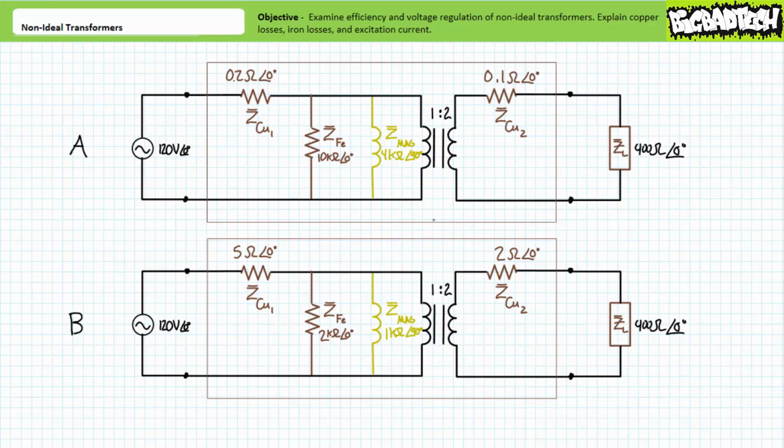The answer to this question is quite obviously Transformer A is better than Transformer B because of several easily identifiable properties. First, the windings of Transformer A have less internal resistance than Transformer B, meaning they will experience less of a voltage drop, waste less power, and as a result, the load will experience less of a voltage drop and receive more power. Additionally, the parallel resistor accounting for iron losses associated with eddy currents has a larger magnitude, meaning it presents less of a leakage path, and as a result, less power will be wasted.